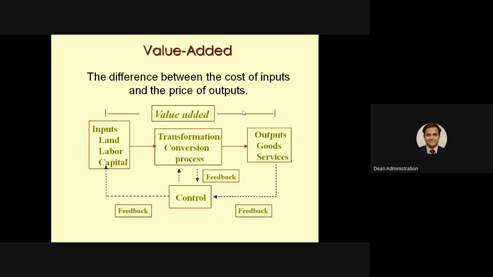So that's why, if you make a pizza at home, it will cost you much less than if you buy a Domino's or a Smoking Joe's, or a Pizza Hut. So that's what they do. They add value. So this value added is very important. The difference between the cost of inputs and the price of output is called the value added.